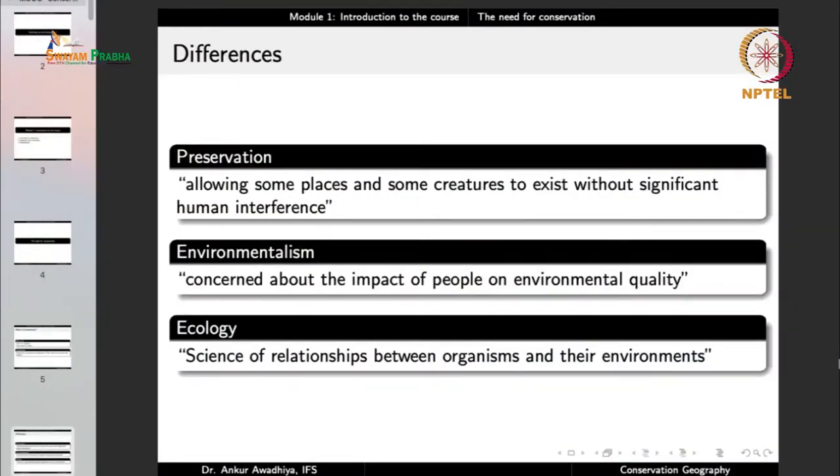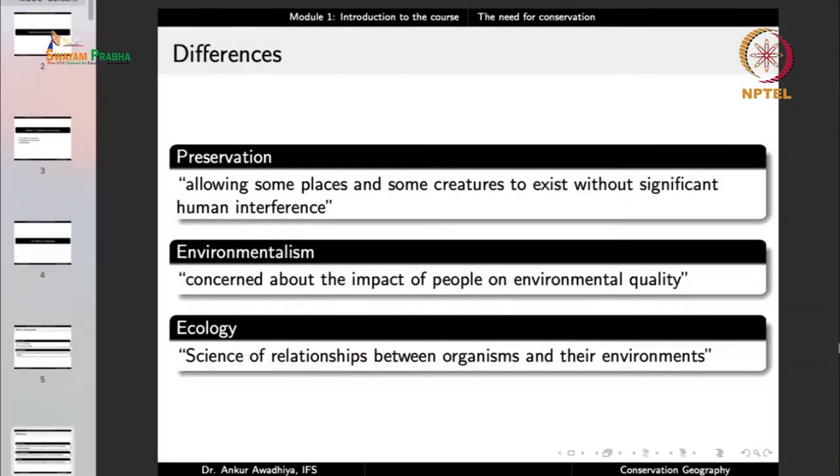It is also different from environmentalism, which is concerned about the impact of people on environmental quality. So in the case of environmentalism, the main focus is on the quality of environment. Now, conservation is related to environmentalism because when you perform conservation, you also get a good environmental quality through ecosystem services. But the focus is different. So both are related fields, but they are different fields.